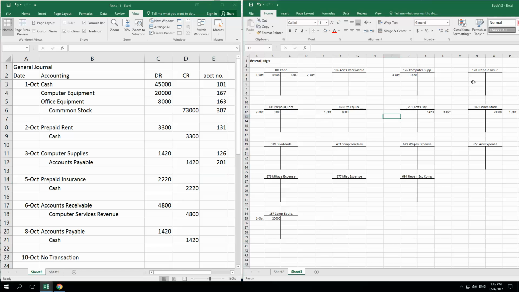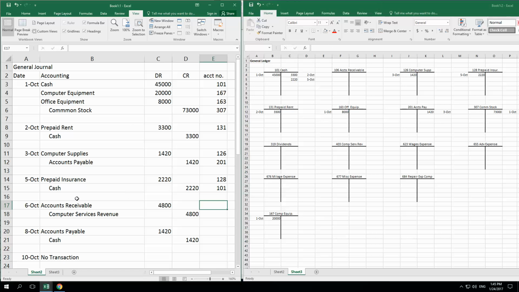2,220. I'm going to put that 2,220 into prepaid insurance, and that's going to be 10-5. Over here, I'll check it off as account 128. And then cash gets a credit of 2,220. Okay, and I'm going to check that off as account 101.